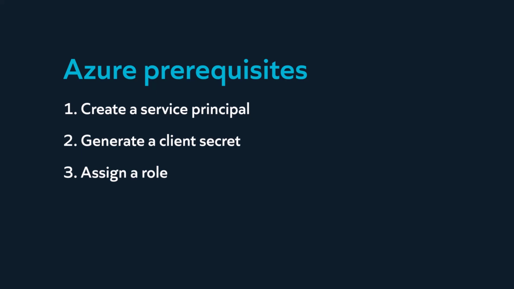We'll start by creating a service principal, then we'll generate a client secret for that service principal. After that, we'll assign a role to the service principal, and then we'll be all set to add the connector in Snow Atlas. So to get started, let's create a service principal in Microsoft Entra ID. This service principal will form the connection between our resource inventory in Azure and Cloud License Management on Snow Atlas.